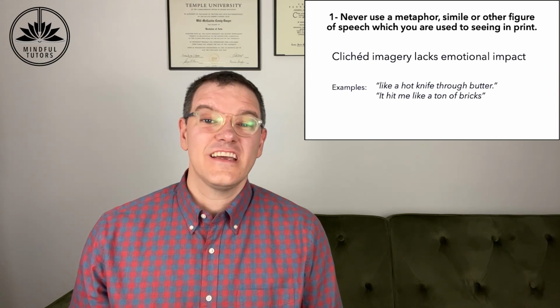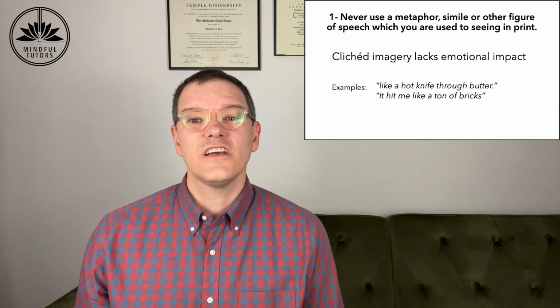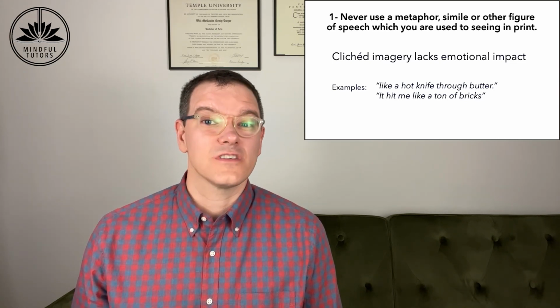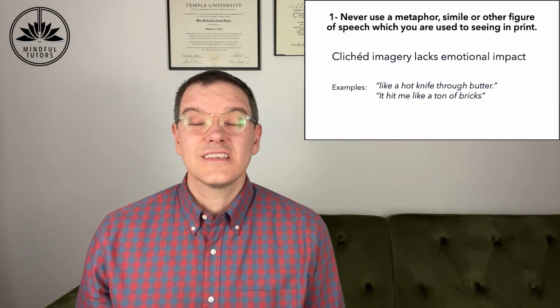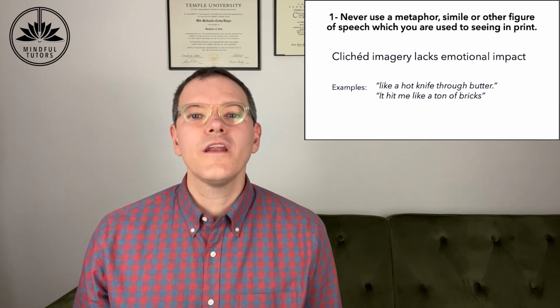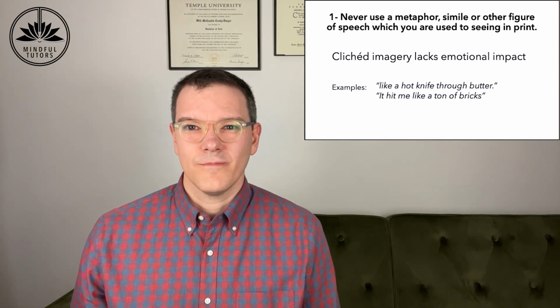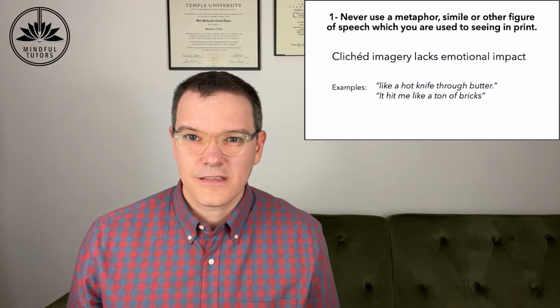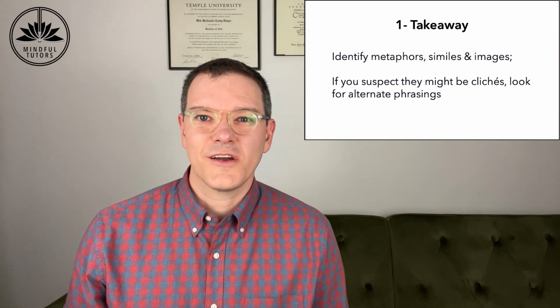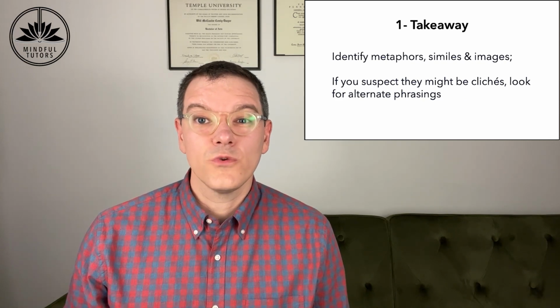For rule number 1, we're aiming to avoid cliché imagery. So if the reader is used to seeing the metaphor or simile, the image loses its emotional impact. One obvious example might be, like a hot knife through butter, or it hit me like a ton of bricks. Here's your takeaway. This is a straightforward rule to implement.